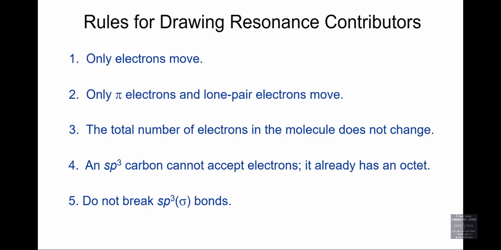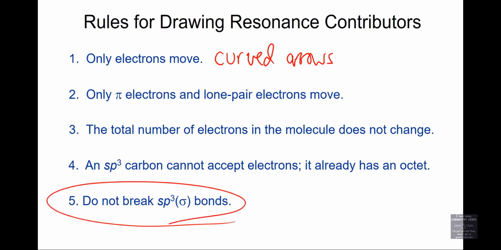More rules of resonance. Only electrons move. And how do you show how those electrons move? Curved arrows, of course. We'll get good at them. Only pi electrons and lone pair electrons move. Do not ever break a sigma bond in a resonance thing. You can only break pi bonds or make new pi bonds, etc.